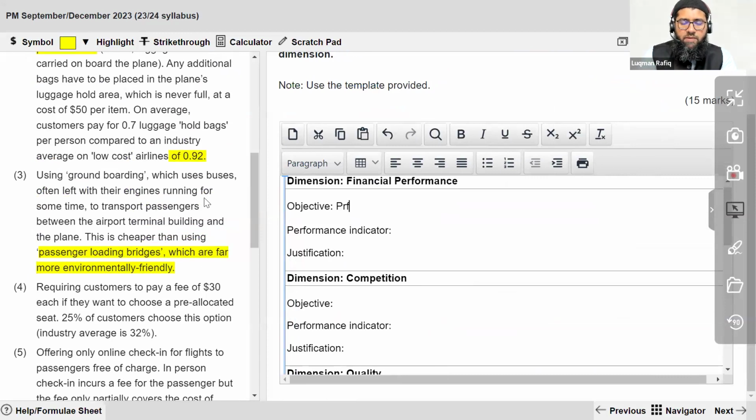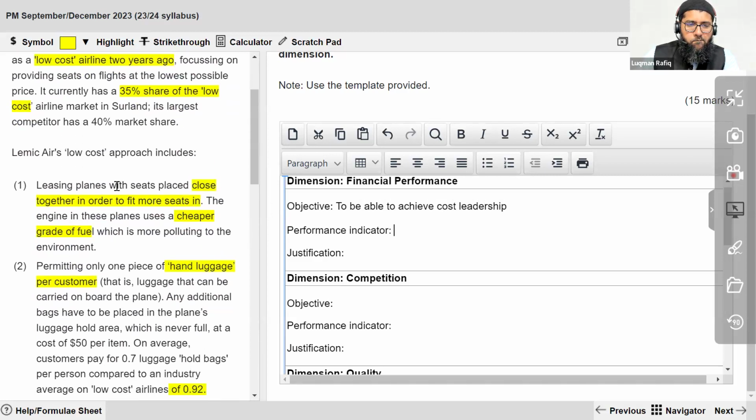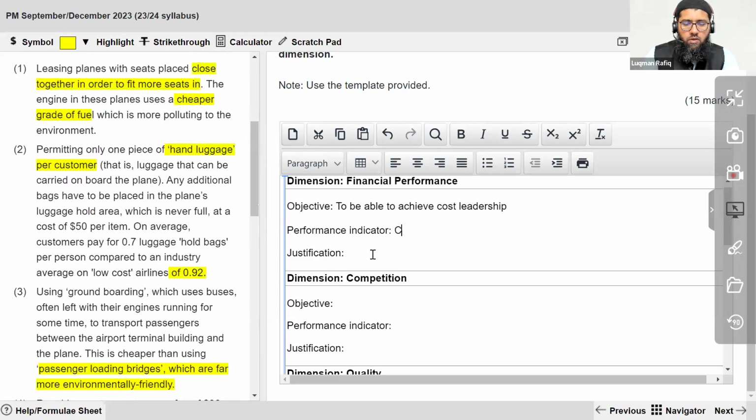Now he's asking about the financial performance. So what do we mean by financial performance? That would actually mean profit, to be able to achieve cost leadership. The performance indicator is cost as a percentage. Cost would be like profit margin.